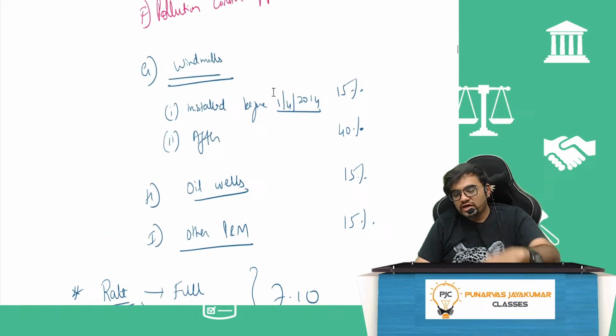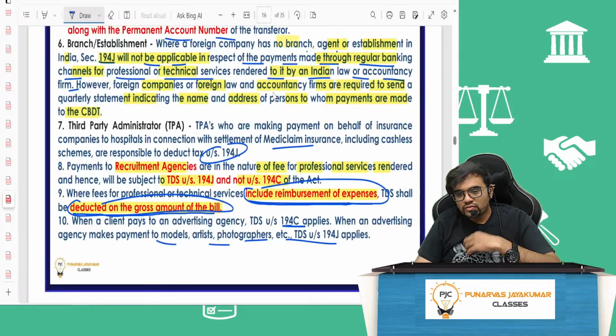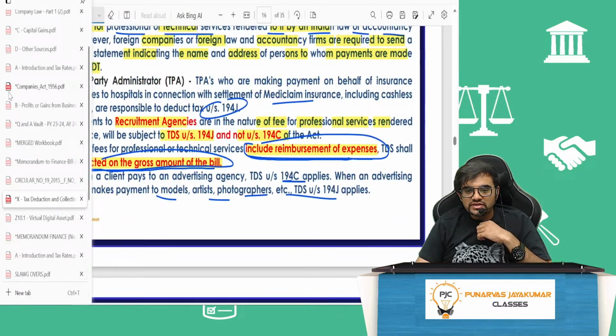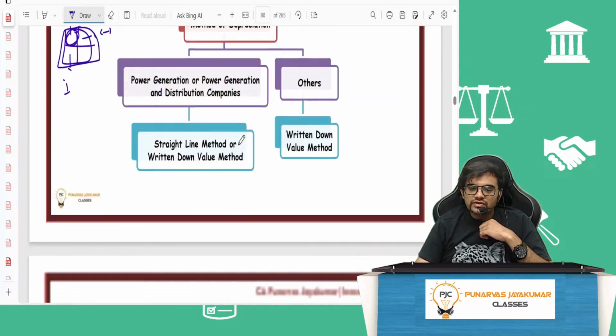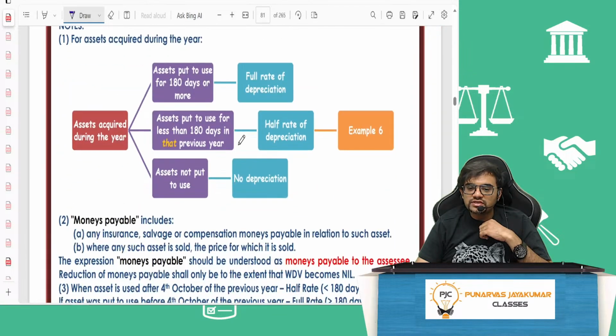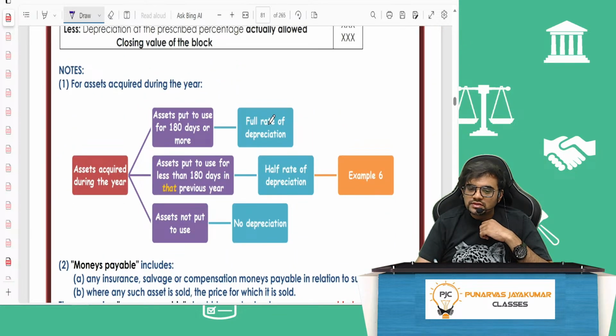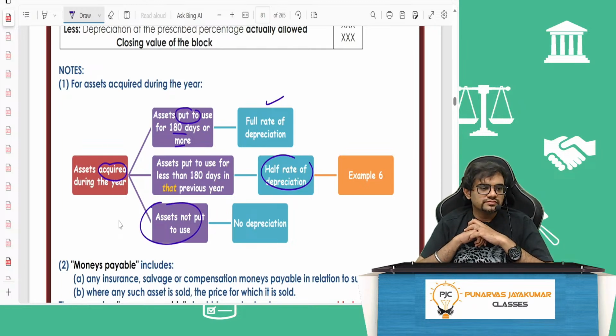Now, if you have utilized the asset for more than 180 days in the previous year, what is the rate? Full rate. If you have utilized the asset for less than 180 days, what is the rate? Half rate. So assets acquired during the year and put to use for 180 days or more, full rate. For less than 180 days, half rate. Not at all put to use, no depreciation. Not at all put to use, absolutely no depreciation.